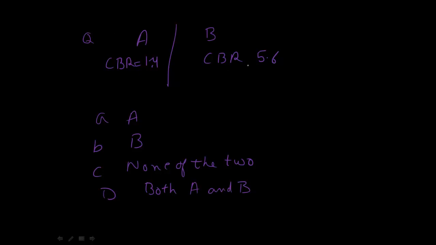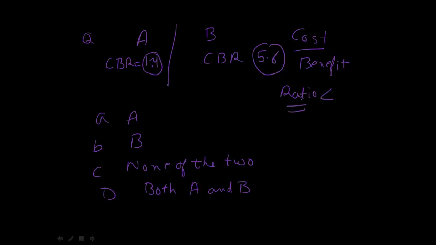So CBR of 1.4 and CBR of 5.6. Which one to select? What is CBR? It is cost divided by benefit. Which one is better, a higher number or a lower number? We want to make sure that benefit is larger than the cost. So if benefit is larger than the cost, then the ratio should be less. So the lesser ratio would be a better project. So in this case, we would go with option A, which is project A.